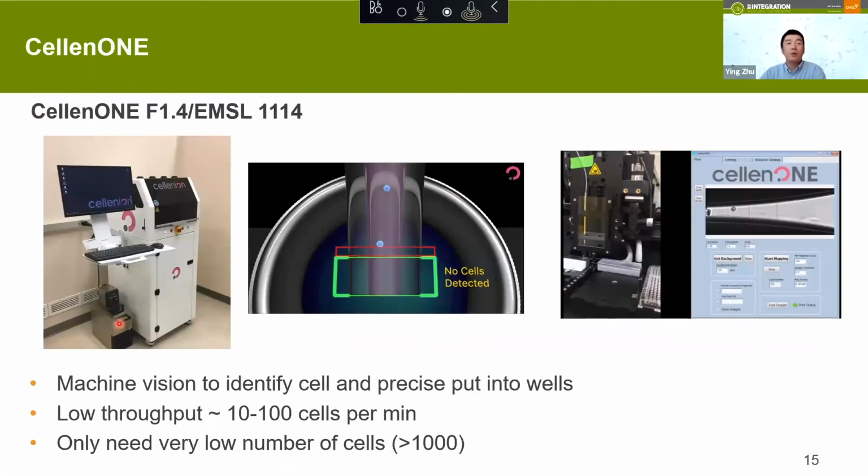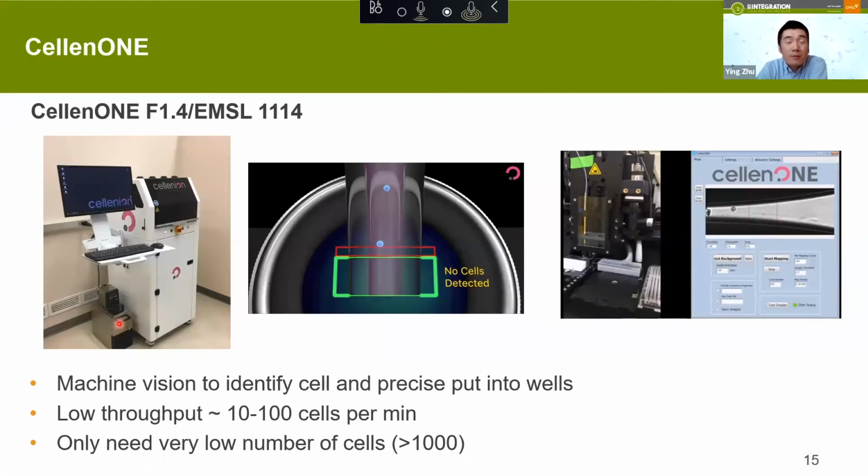In addition to flow cytometry, we also have another technology here, CellenONE. Unlike flow cytometry, which uses a laser to identify the single cell, CellenONE uses an imaging approach. You take the image of each cell and use machine vision, machine learning to identify the cell, and then move the dispenser to where to dispense the cell out.